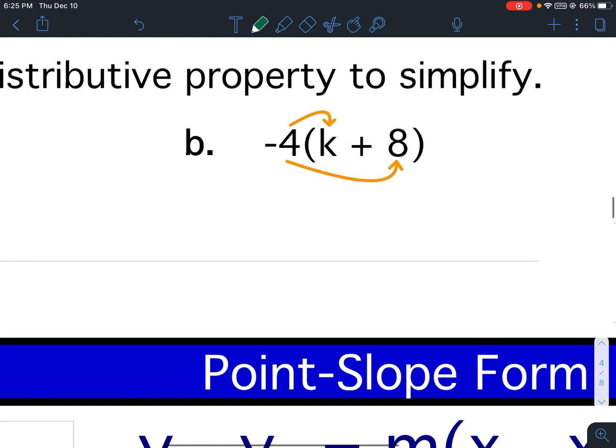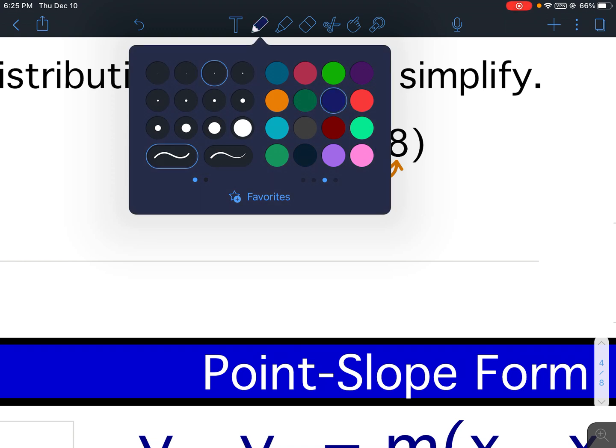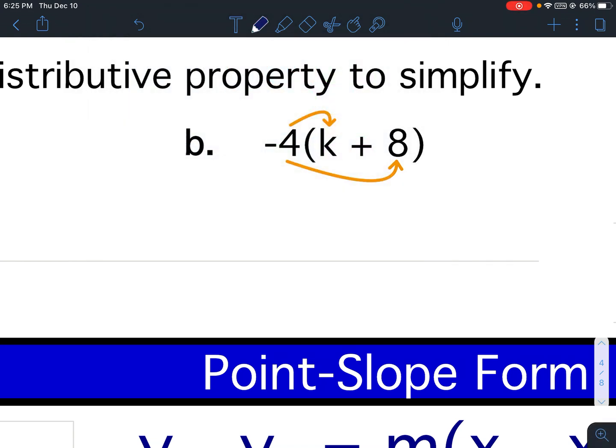For b, I'm going to take negative 4 times k to get negative 4k, then negative 4 times 8 to get negative 32. And again, they're not like terms, so we're done.